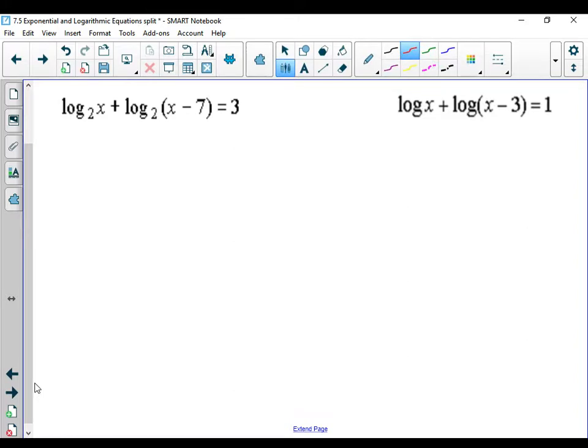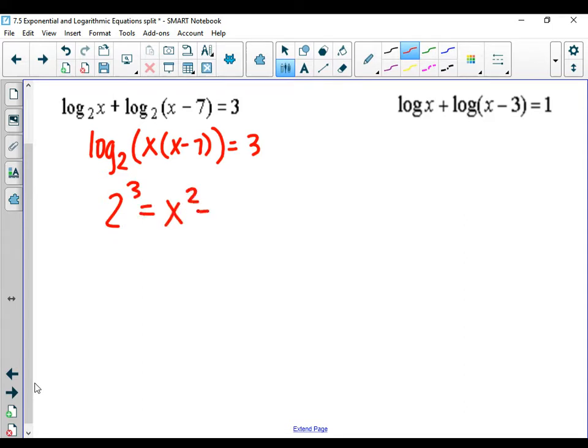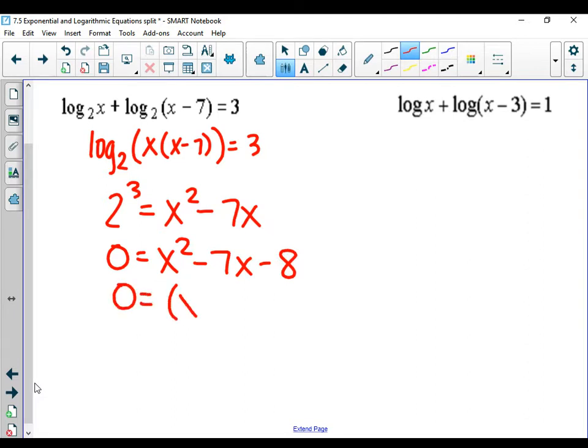All right, so if I am going to condense this and then go around the world, I have 2 cubed is equal to x squared minus 7x. 2 cubed gets me 8, so I'm going to move that over. And my factors of -8 that get me -7 are -8 and 1. Which makes my solutions 8 and -1.